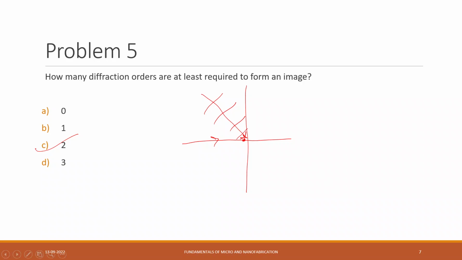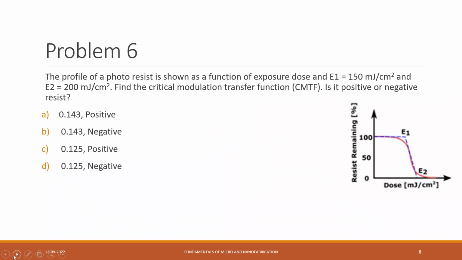Okay, cool. So next one. This is also a numerical, partly theoretical also. You have E1 given, the exposure dose, and E2. You will find E1 here and E2 here, and you have to find the critical modulation transfer function, and also tell whether it is a positive or negative resist. Feel free to answer, and we'll discuss. Do you have this?